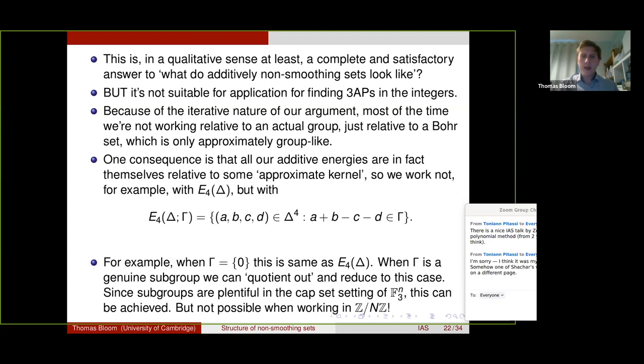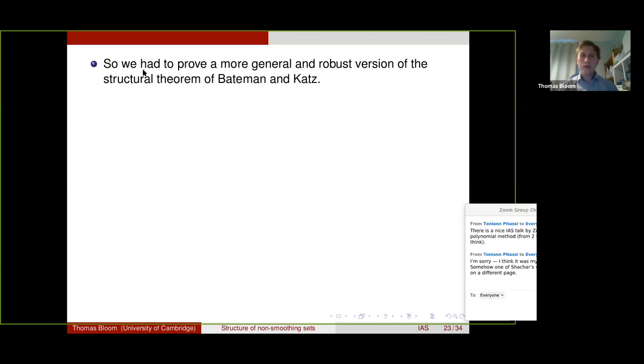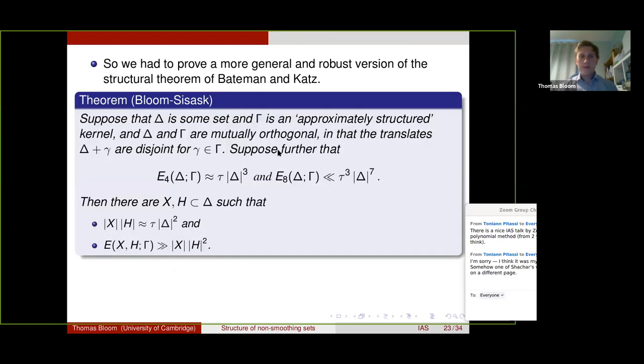So certainly, we can't reduce to the case E4 of delta, we genuinely have to work with this E4 of delta relative to gamma. So in my paper with LFC Sask, we proved a more general and robust version of this structural theorem. So I've stated it roughly here.